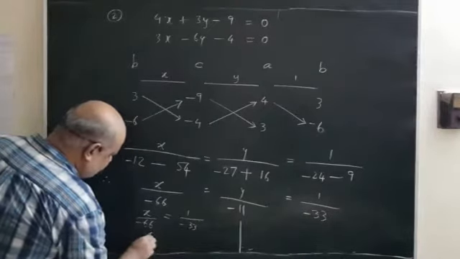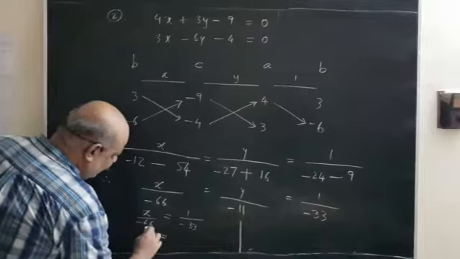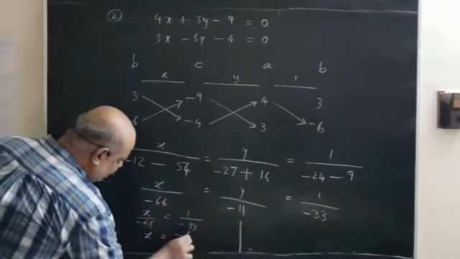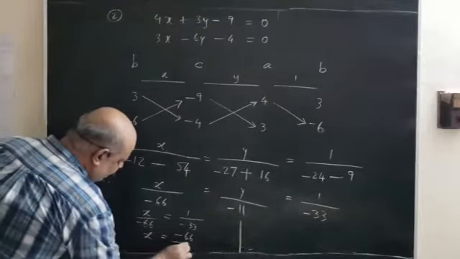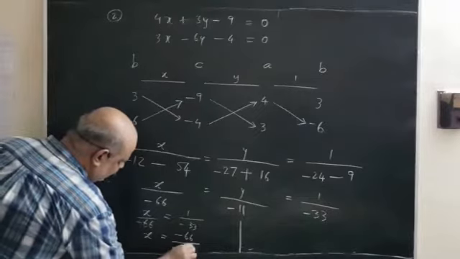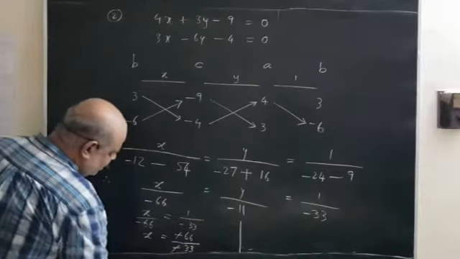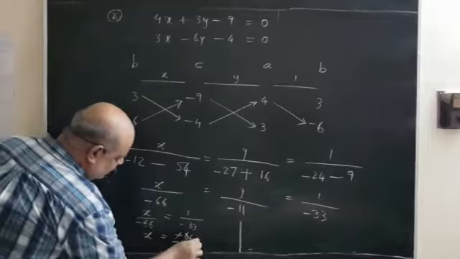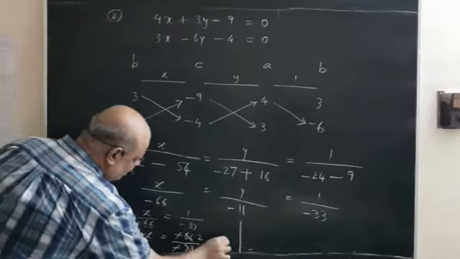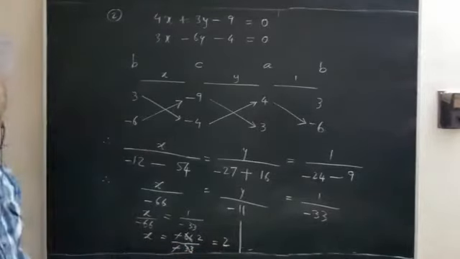That means x is equal to, if I take this minus 66 here, it becomes minus 66 divided by minus 33. So minus and minus get cancelled, and 33 and 66 get cancelled. So I get 2. X is equal to 2.